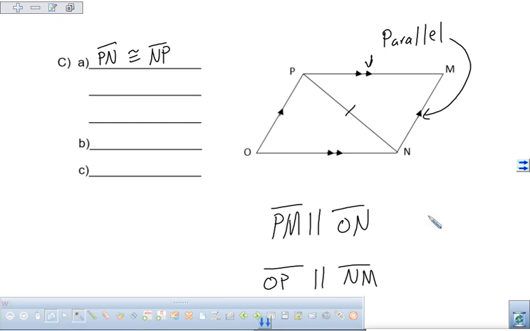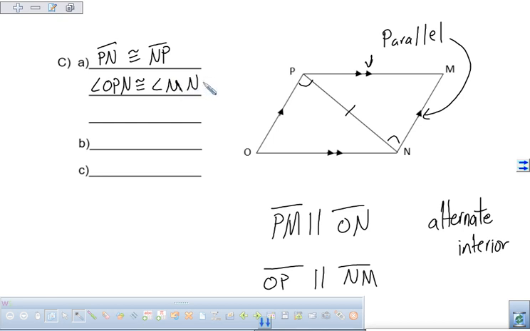Remember that we had alternate interior angles when we had parallel lines that were intersected by a transversal, and that's what we are naming. We have angle OPN is congruent to angle NMP, and angle ONP is congruent to angle MPN.